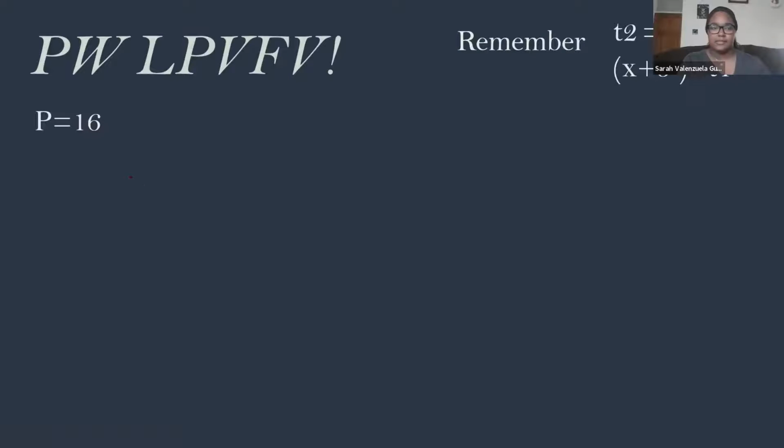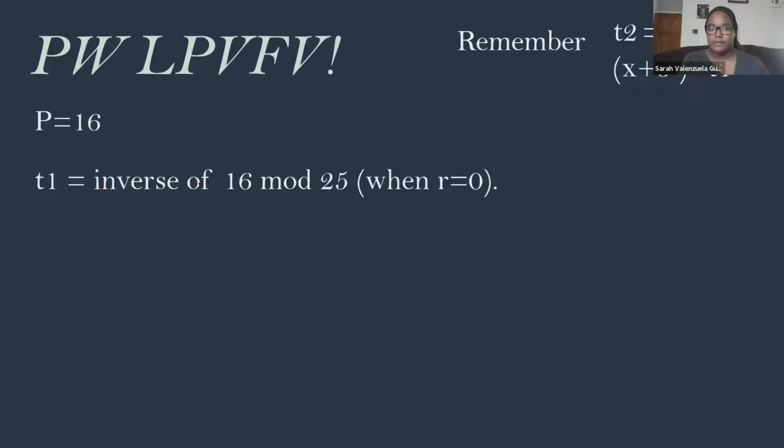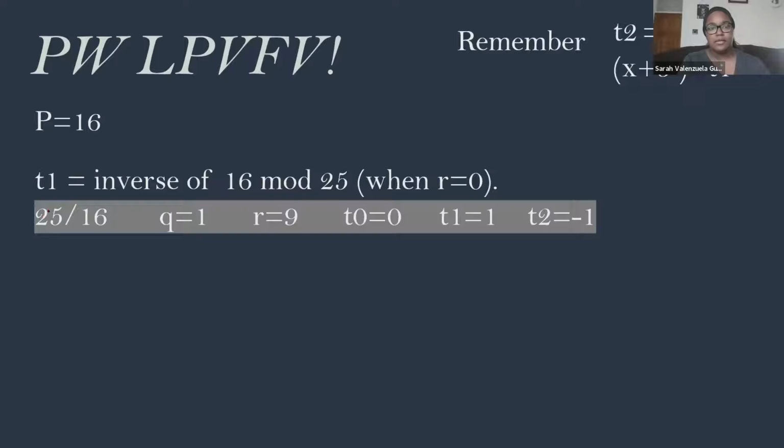For P equal to 16, we know that 1 is the inverse of 16 modulus 25, but it's the inverse when R is equal to 0, which means that our remainder is equal to 0. So in our first row, we have A, B, our quotient, remainder, T0, T1, and T2. For our next row, what do we know? That our B is going to be our new A, our remainder is going to be our new B.